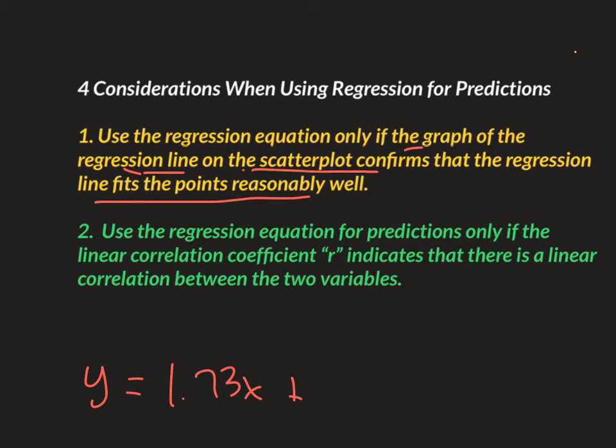Number 2, use the regression equation for predictions only if the linear correlation coefficient R indicates that there is a linear correlation between 2 variables. So you want your R to be strong to use an equation. If it's not, I'm going to tell you what we're going to do on the next slide, but you will need a strong R, and you want your line to be a pretty good line.